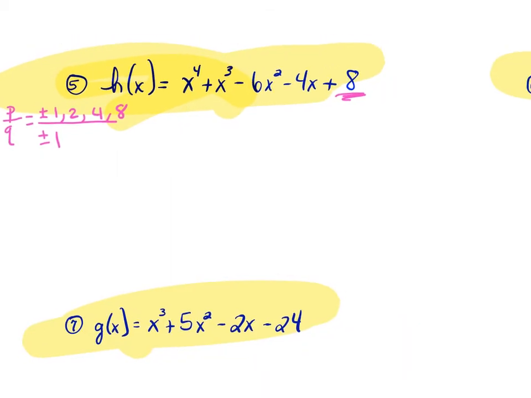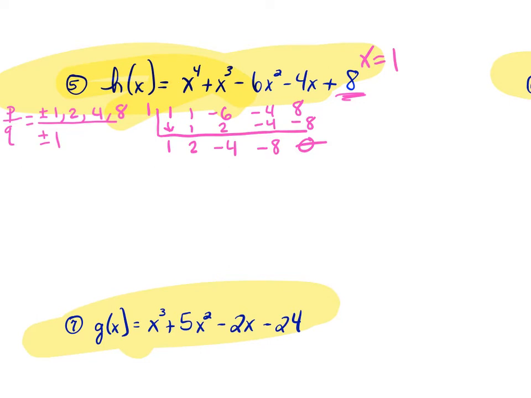So what number should we start with here? Let's start with 1. So in our box we have 1, 1, -6, -4, and 8. So 1 times 1 is 1. 1 plus 1 is 2. 1 times 2. 1 times -4. All right, perfect. So 1 works. So one of our factors here is 1. Now we're left with x cubed plus 2x squared minus 4x minus 8.